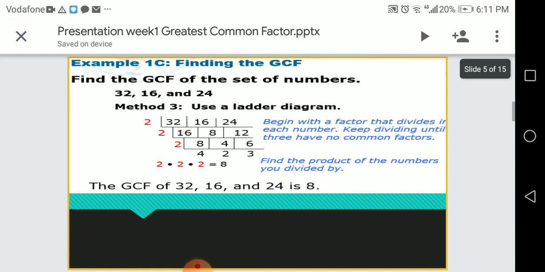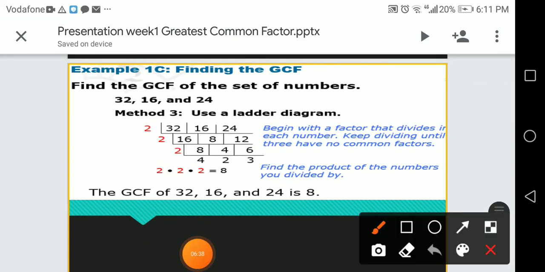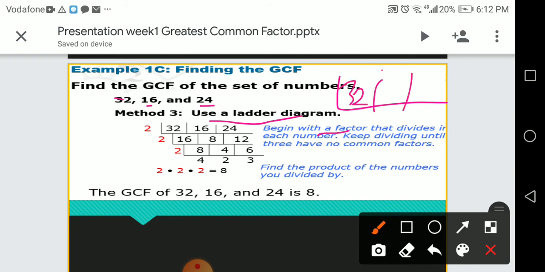Easy? I think so. We have another method. It's the ladder. Do you know it? Okay. We have here 32 and 16, 24. Use a ladder diagram. Begin with the factor that divides it. Okay, in each number, keep dividing until the three have no common factors. We put it here, as you see here: 32, then 16, then the 24.